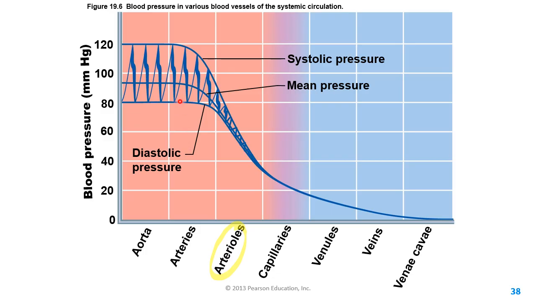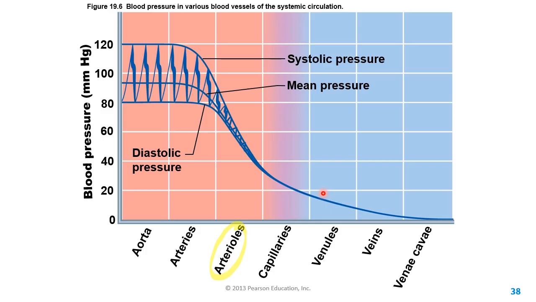Look at this distributing artery. It's going also 80, 120, 80, 120. Oh, that's good, that's good. By the time you get to the arterioles, just before the capillaries, look at the drop. And it goes from pulsating to laminar, smooth flow.